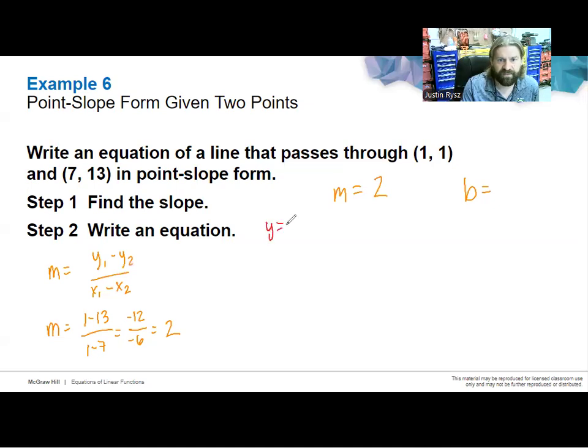Now we're going to do y equals mx plus b. We're going to pick either one of these points to use our x's and y's. I think 1, 1 might be a little bit easier here. So 1 is y. M we just figured out is 2, and x is 1. We're going to solve for b. So 1 equals 2 plus b. If we take away the 2, negative 1 would be b. So our final answer would be y equals 2x minus 1.